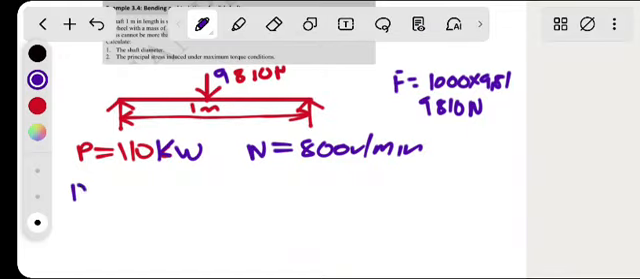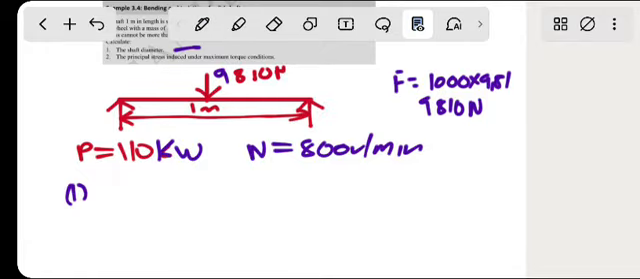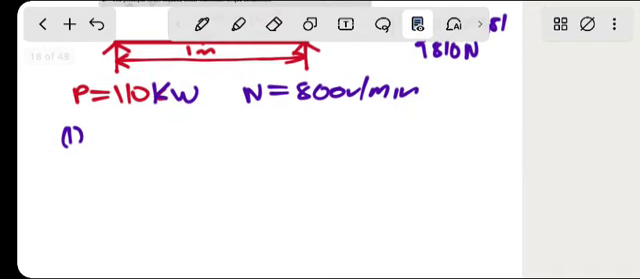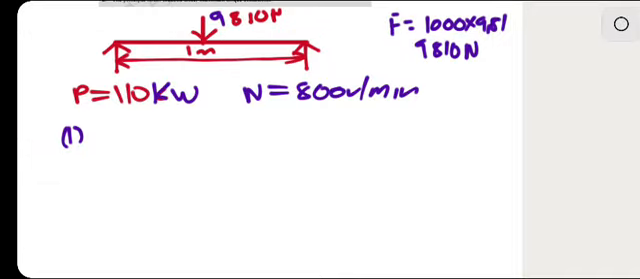Number 1 wants us to determine the diameter of the shaft. How can you go about this? We want the diameter of the shaft. Okay, this will be the long process, guys, by the way. Nevertheless, we'll see how we go about this.